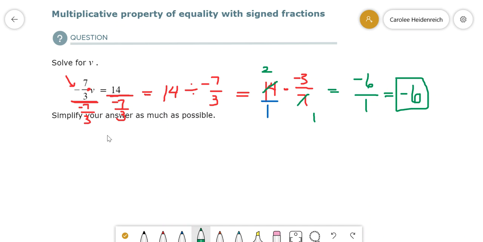So the biggest thing with this is knowing to divide both sides by the fraction. Sometimes you might have a fraction over here. It's still the same process. You just divide by this number.